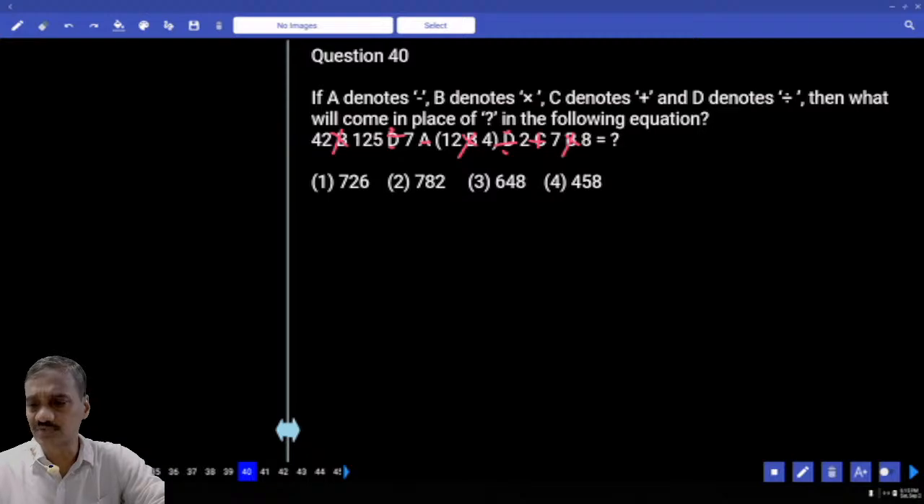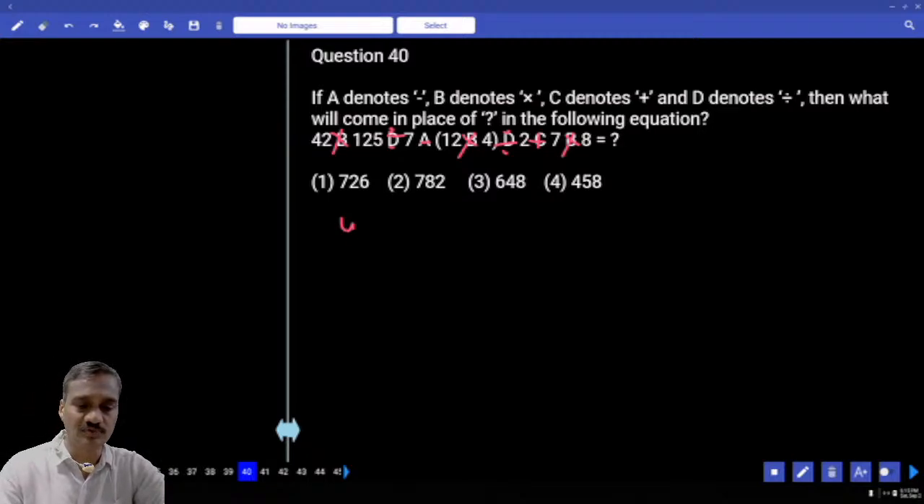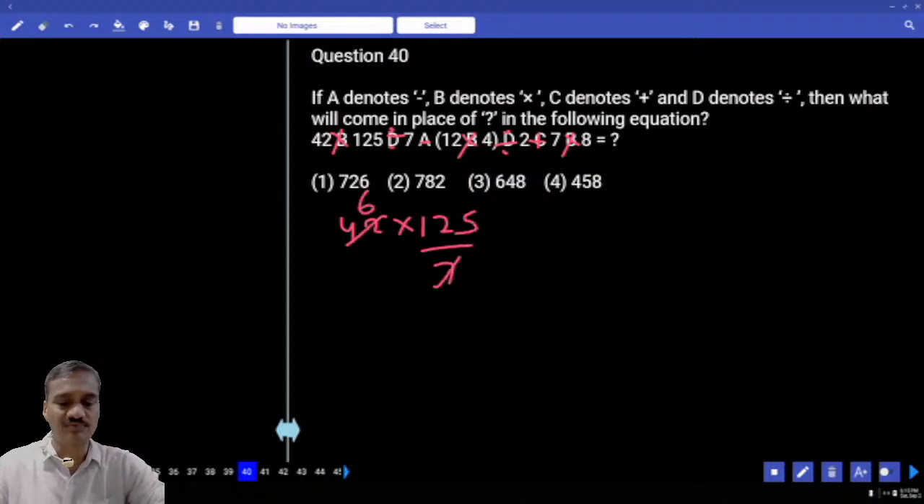Then D stands for what? Division. 42 into 125 divided by 7, 7176. And 125 into 6 is how much? 125 into 6, and 100 into 6, 600, 750. And 750 minus 12 into 4 is 48.